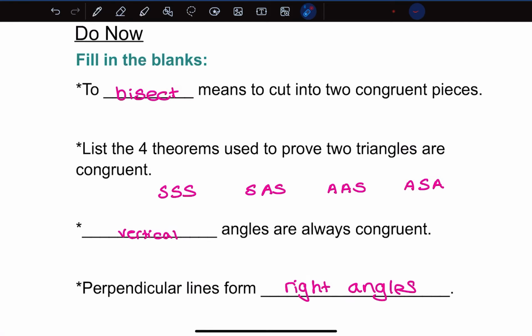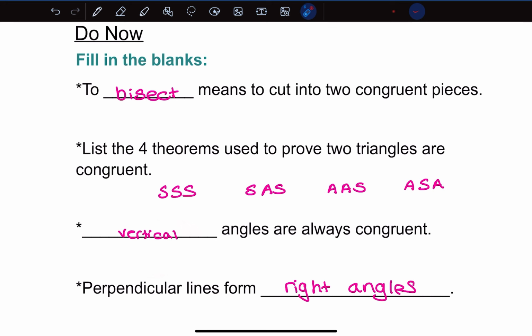To start off this lesson, we'll do a brief review of some of the important things we've gone over so far. To bisect means to cut into two congruent pieces. This can apply to both segments and angles. The four theorems we've used so far to prove that two triangles are congruent are side, side, side; side, angle, side; angle, side, angle; and angle, angle, side.